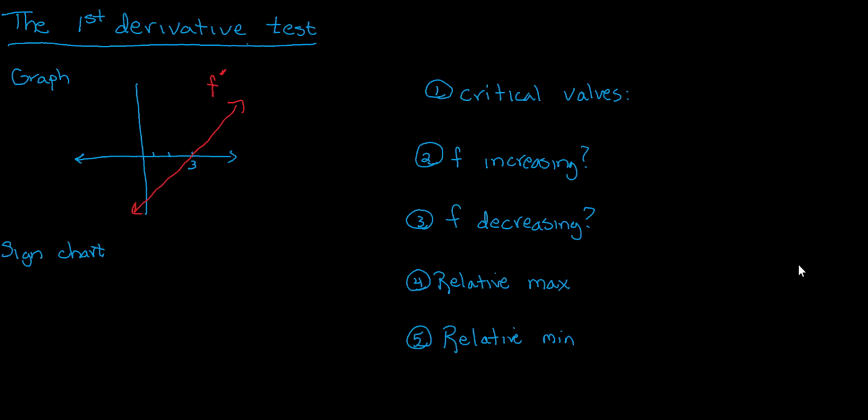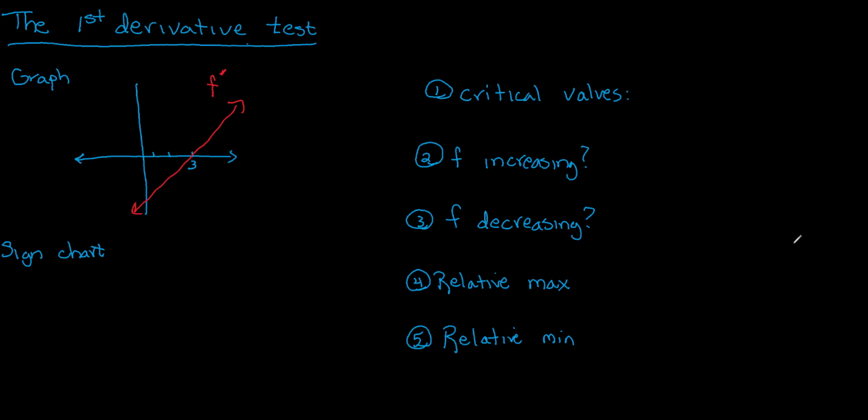Hi everyone, in this video I'd like to talk about the first derivative test. So I've given you a graph, and the graph I've given you here is of f prime. So this is a graph of the derivative. And from the graph of the derivative, we want to infer some properties about f, like the critical values and where is f increasing or decreasing and so forth.